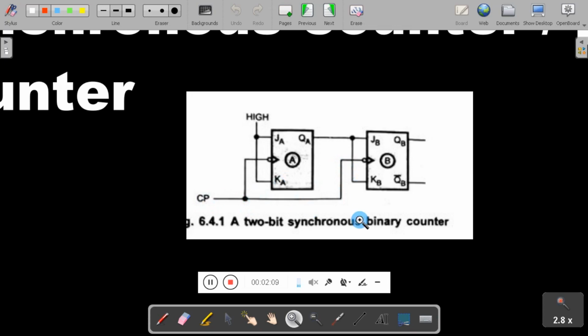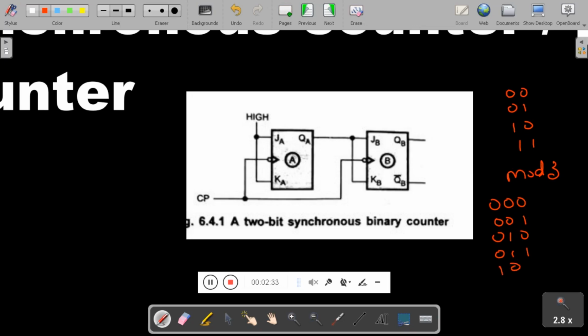Other than that, it is a 2-bit, because we are using here 2 flip-flops. 2-bit means, you know, when there are 2 bits, there are 4 combinations: 0 0, 0 1, 1 0, and 1 1. And this is also called as a mod 3 counter. So suppose if you use 3-bit, then there are 8 combinations: 0 0 0, 0 0 1, 0 1 0, 0 1 1, 1 0 0, 1 0 1, 1 1 0, 1 1 1. 8 combinations, 0 to 7. It counts from 0 to 7.